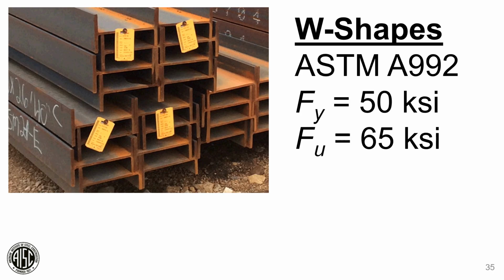Well, let's start right into it. Let's start with W shapes. The proper designation for ASTM's standard for W shapes is ASTM A992. I want to make it clear, it's not ASTM A992 grade 50. All ASTM A992 is 50 KSI material. So the proper designation for W shapes is ASTM A992.